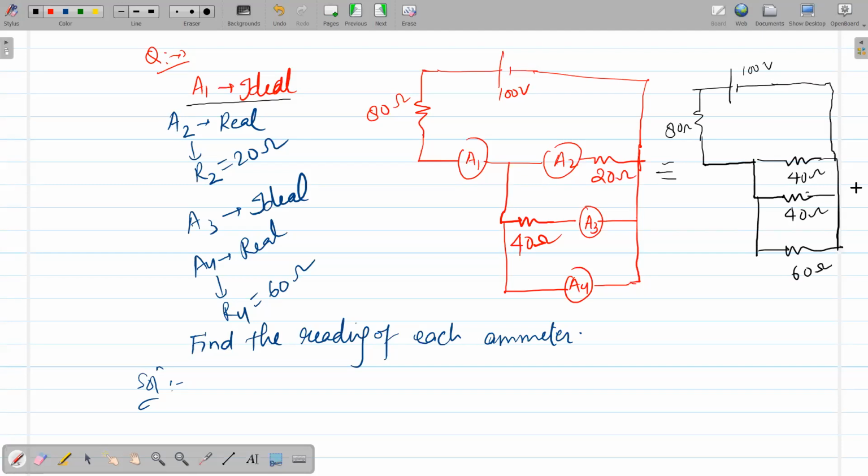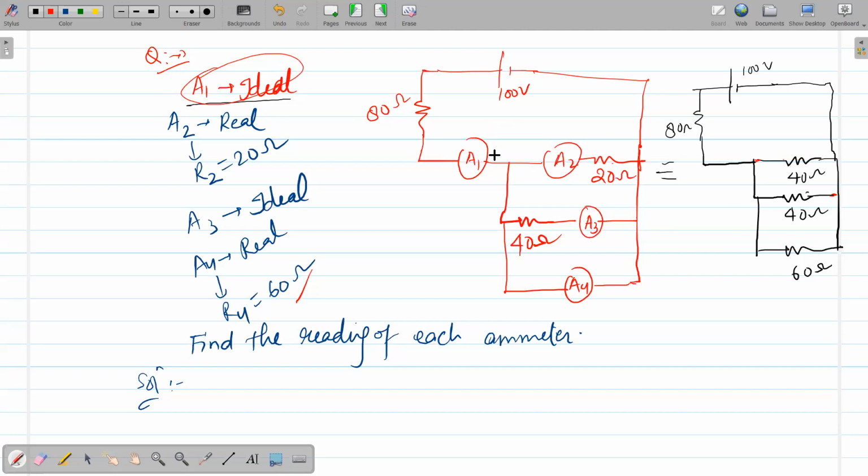See this. You can redraw the circuit like this. What I have done is replace all the meters by their corresponding resistances. This is the only thing we are supposed to do. Like A1 is ideal, so we know ideal has zero resistance, so I just replace this by a connecting wire. A2 is of 20 ohm, so 20 plus 20 will make it 40. So here I took 40 ohm. And A3 is ideal, so here only 40 ohm will be present, and A4 is having 60 ohm, so here I connected 60 ohm.